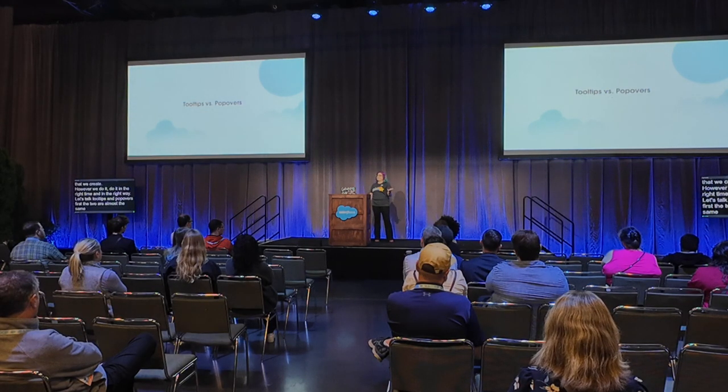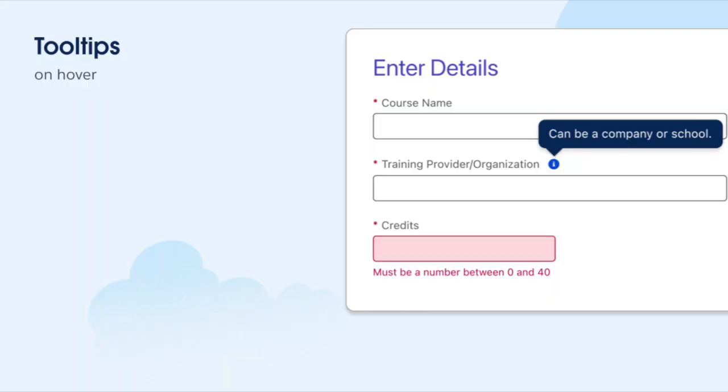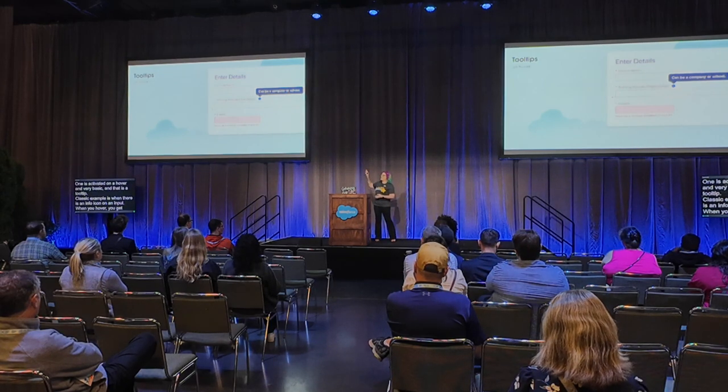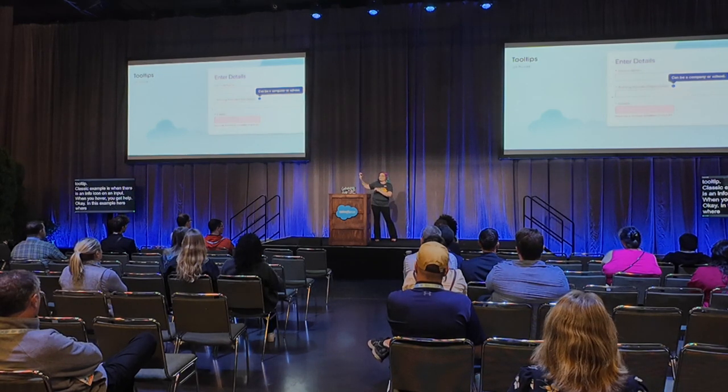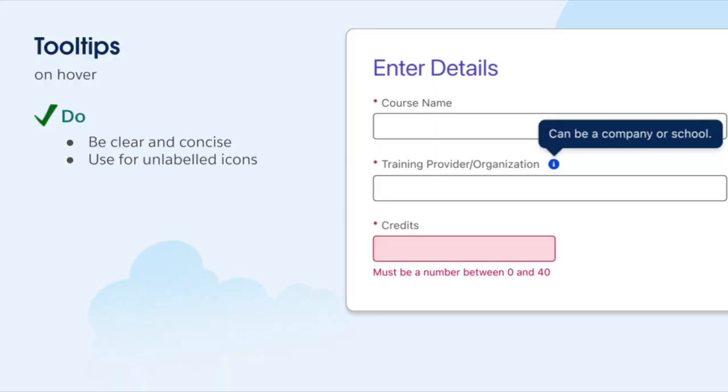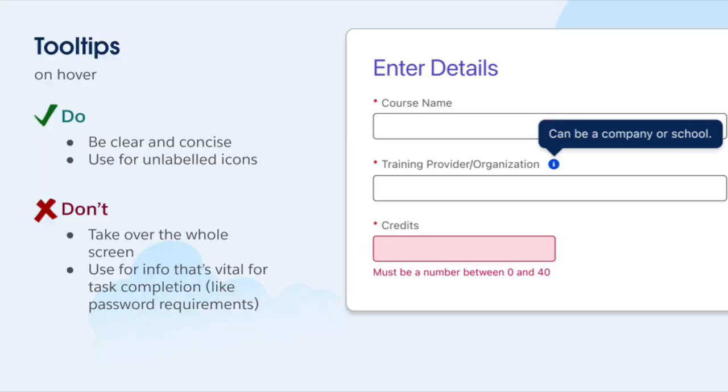One is activated on hover and very basic, and that is a tooltip. A classic example is when there's an info icon under inputs. When you hover, you get help. In this example here, where we're asking for a training provider, you hover on the info icon and it says it could be a store. Be clear and concise in your tooltips. They're awesome for unlabeled icons throughout your work.